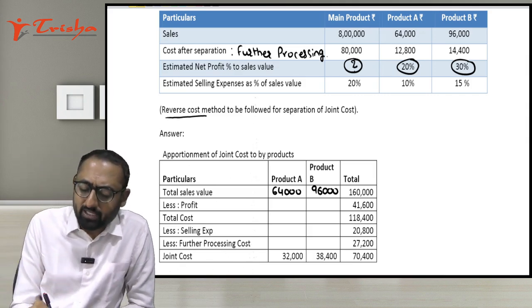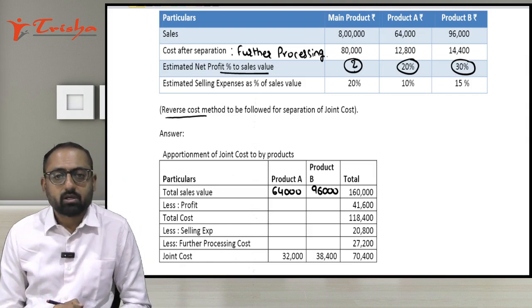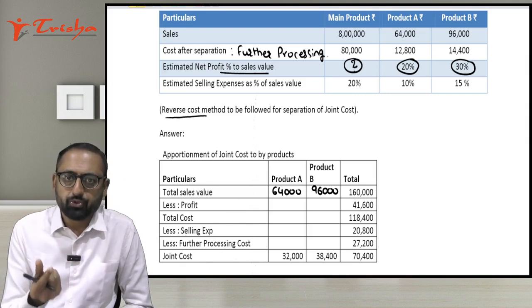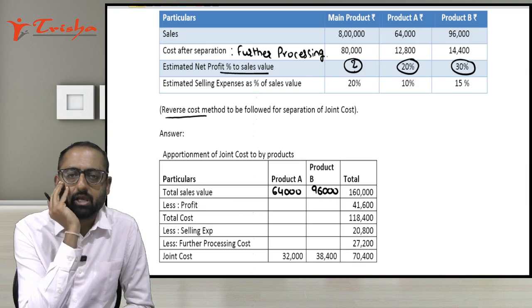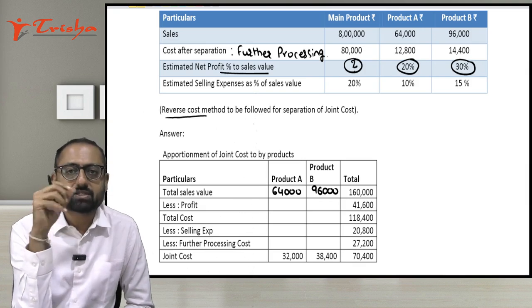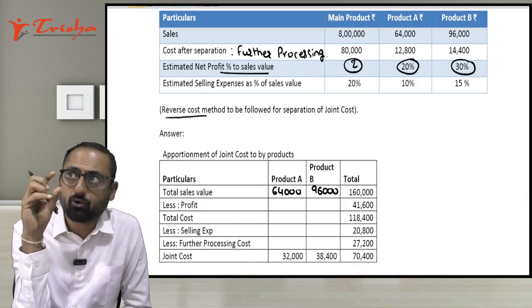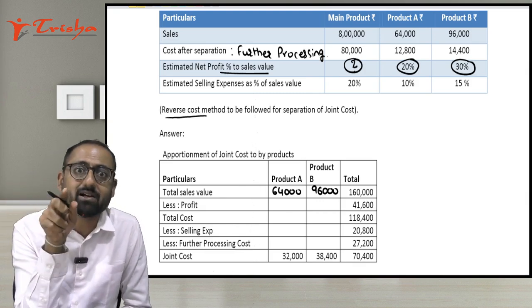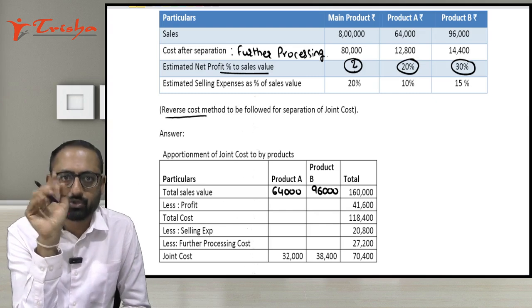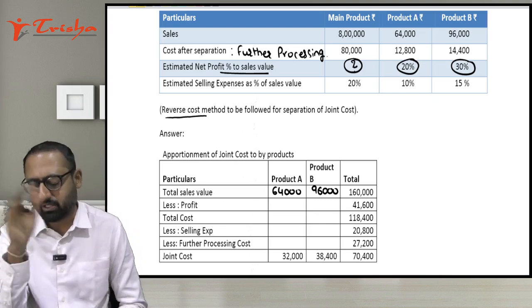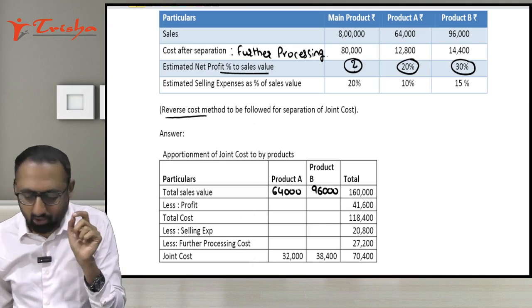Profit is given. Remember, profit percentage of sales should be given. So sometimes the institute will confuse you. Profit percentage of cost is given. Suppose profit percentage of cost, 25%, is given. So you should understand profit percentage of cost is 25%, so on sales it will be 20%. So remember this type of permutation combination. Next one. So profit will be 20% and 30%.